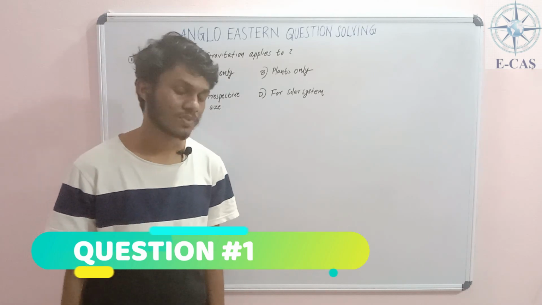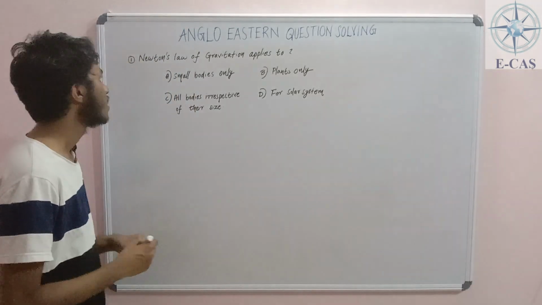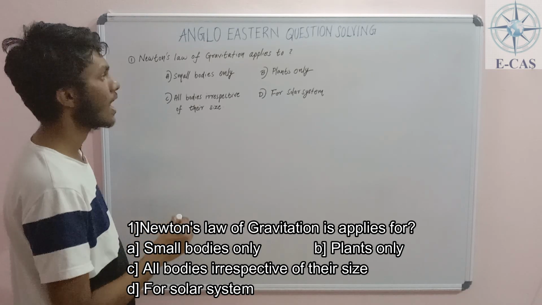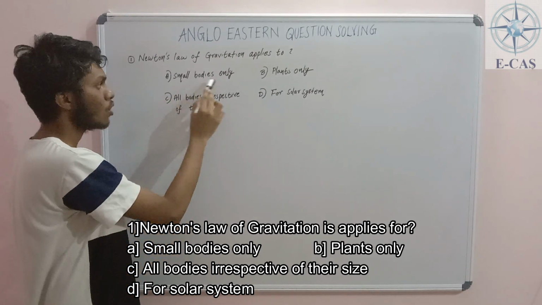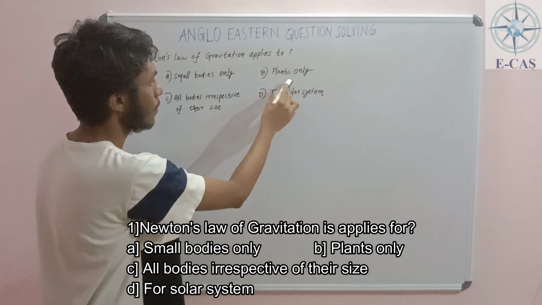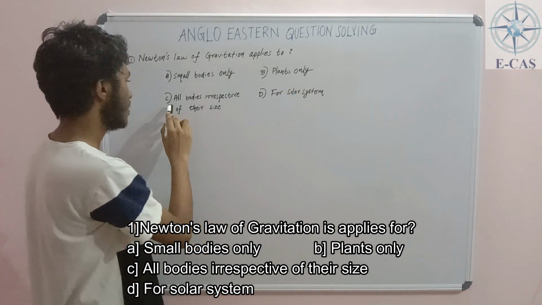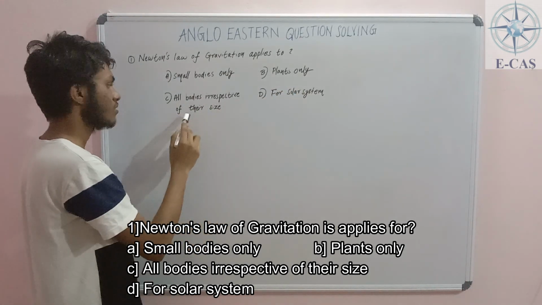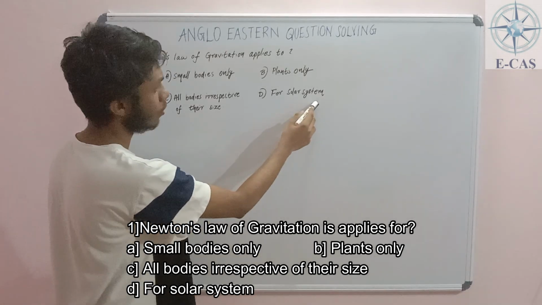Employees state written exam. First question. Newton's law of gravitation applies to: option A, small bodies only; option B, planets only; option C, all bodies irrespective of their size; option D, for solar system.